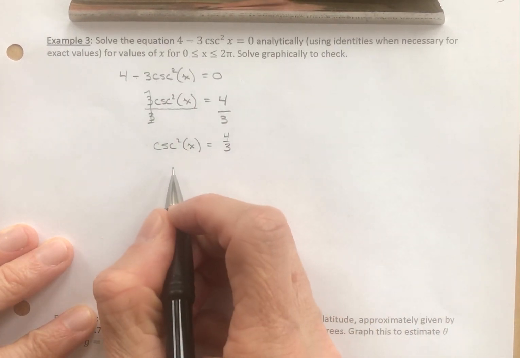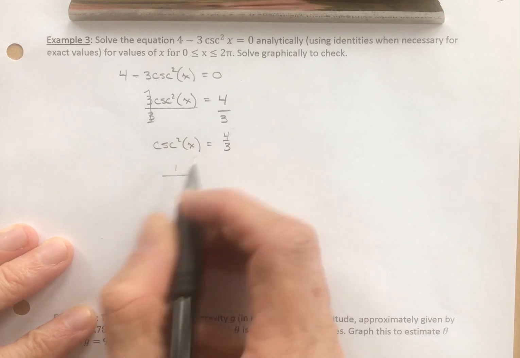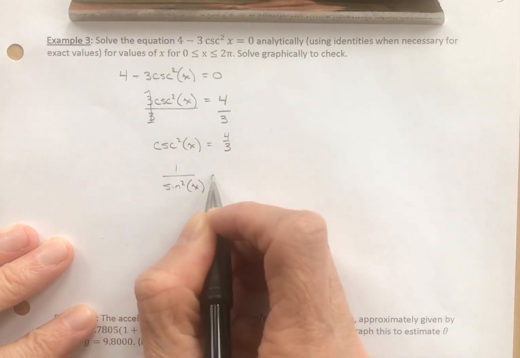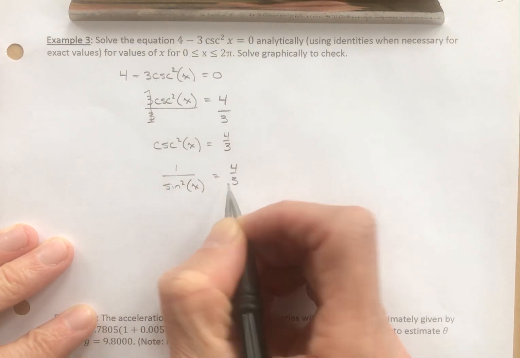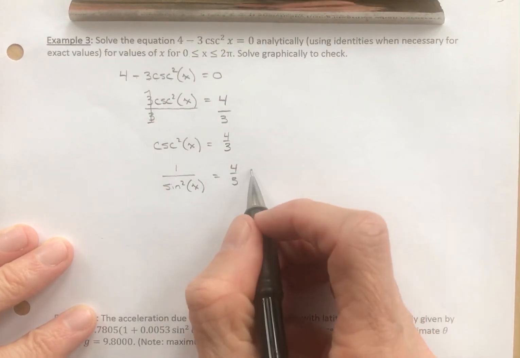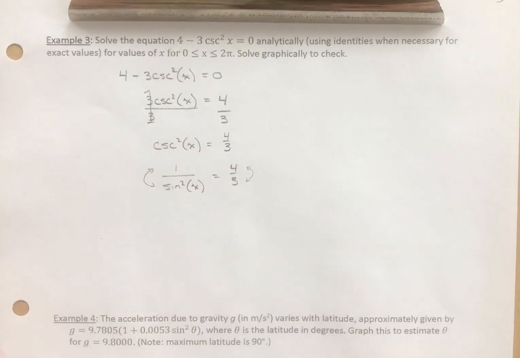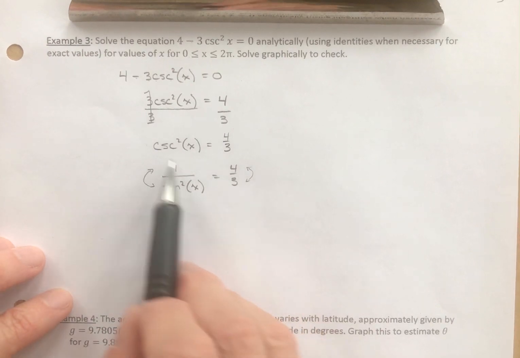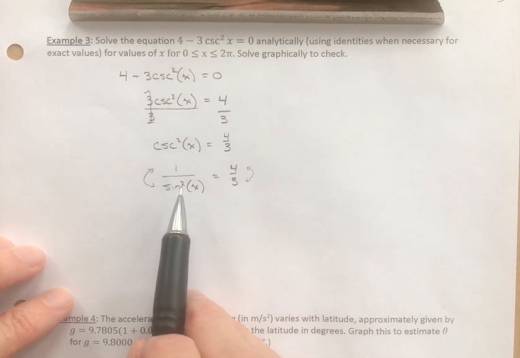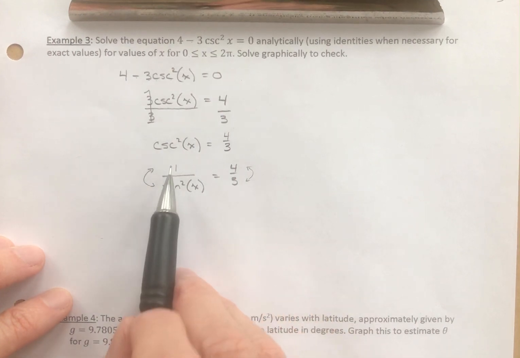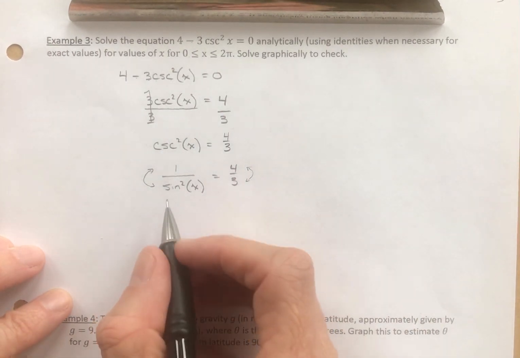So I can rewrite cosecant squared as 1 over the sine squared is equal to 4/3. Okay, and if you want, I can flip both sides. Basically, I'm just cross-multiplying and dividing, or I can multiply both sides by the sine squared and both sides by the 3. It all works out the same way.